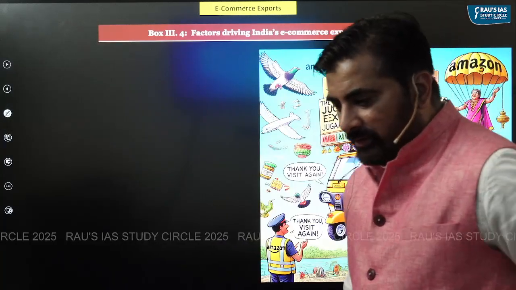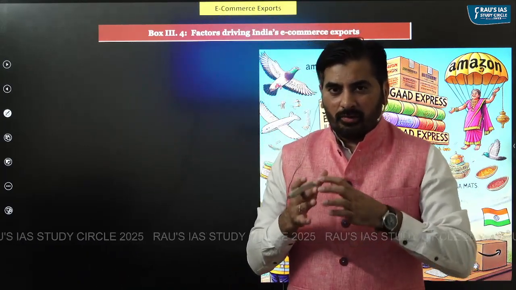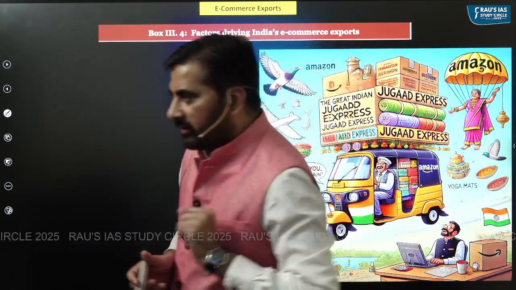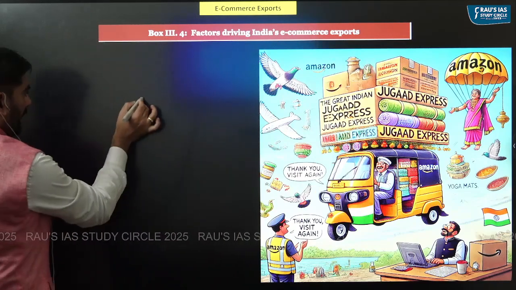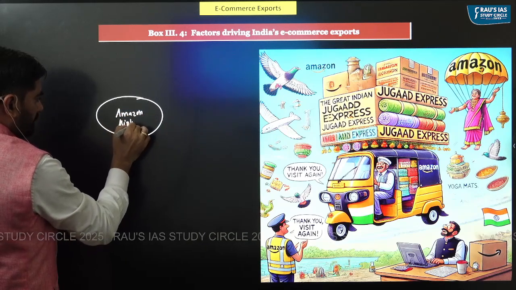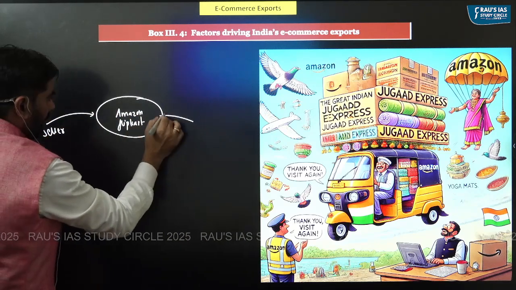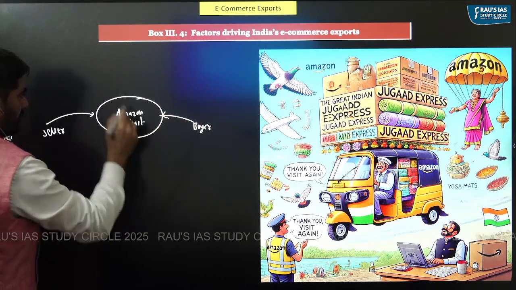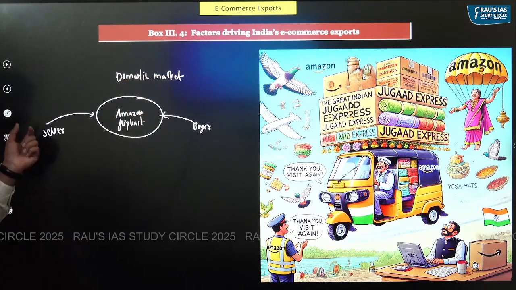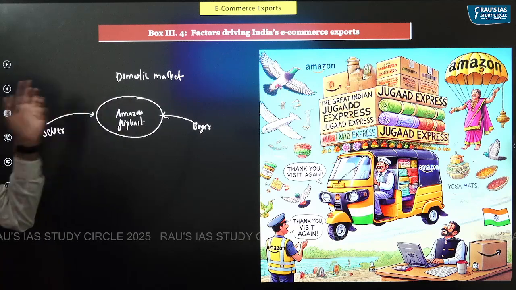Let's move to the next one, that is e-commerce exports. So let me tell you what exactly are e-commerce exports. For that, let's understand how the e-commerce industry in India works. For example, you have e-commerce companies such as Amazon or Flipkart. Now what they do is they bring together sellers and buyers in the domestic market, thus enabling the sellers to sell their products to the buyers across India. That is what the e-commerce industry is.